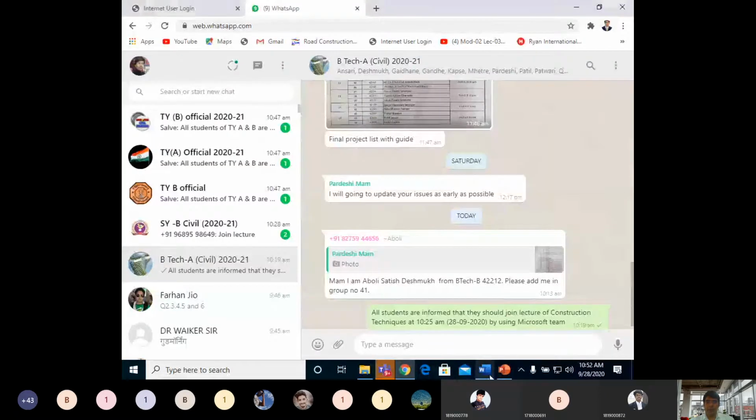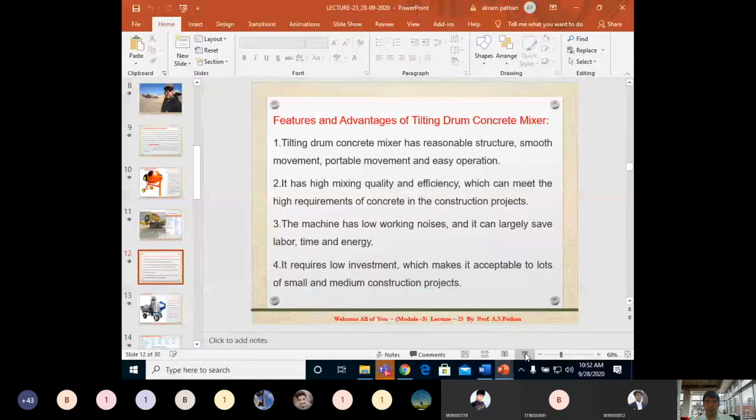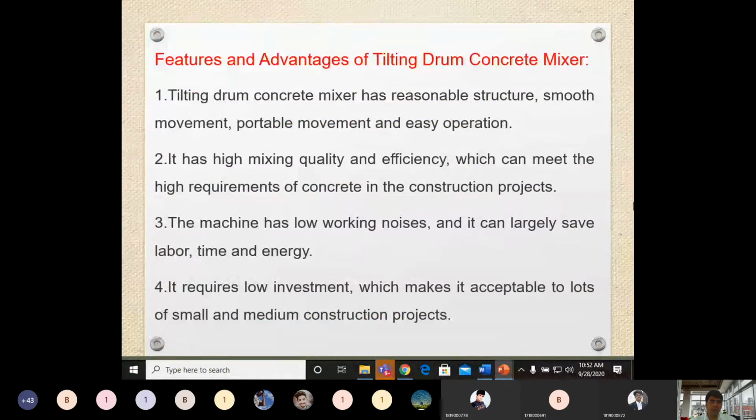So here we are particularly discussing the features and the advantages of tilting type drum concrete mixers. The machine has low working noise. The noise is very low, and it can largely save labor, time, and energy. Another important advantage of this type of drum is that it requires low investment, which makes it acceptable to lots of small and medium construction projects. So this type of concrete mixer is generally acceptable to lots of small and medium construction projects.